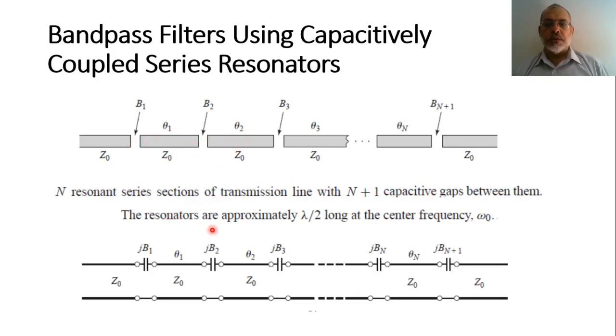The length of these resonators is approximately lambda over 2. It is not exactly lambda over 2, and we will see how to calculate the electrical length for each resonator, but they are approximately lambda over 2 long at the center frequency omega naught.